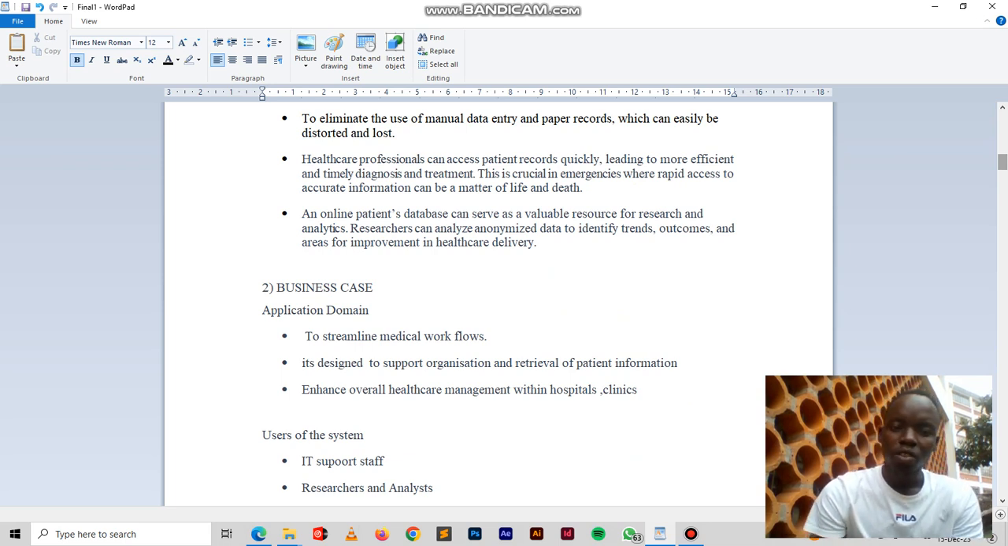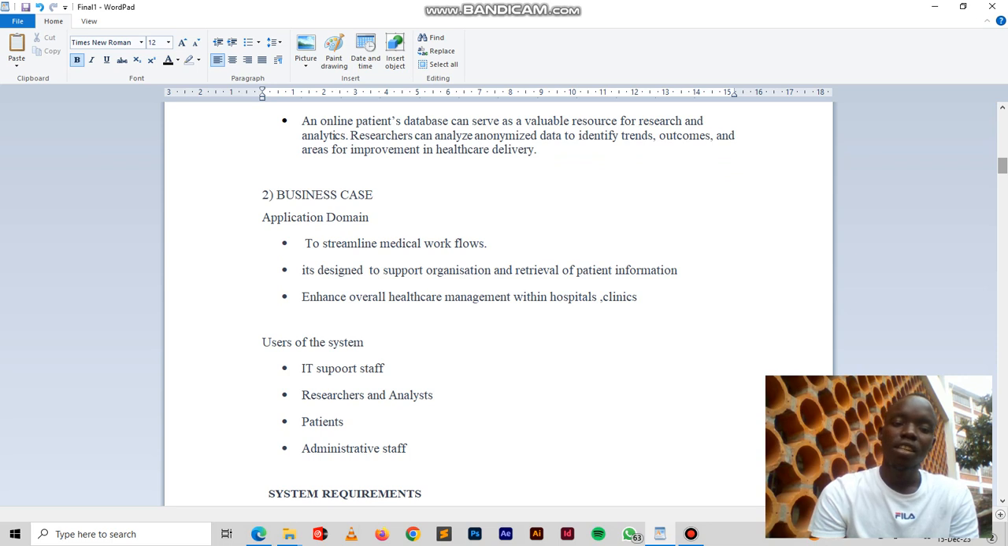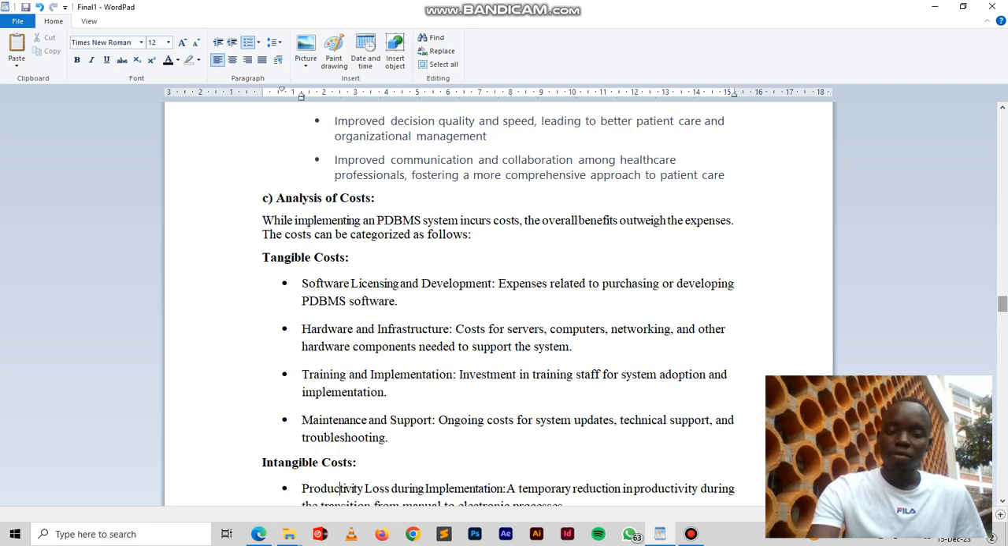The application domain is to streamline medical workflows, support organization and retrieval of patient information, and enhance overall health care management within hospitals, clinics, and any health care providers. The users of the system will be IT support staff, such as an analyst, patients, and also administrative staff.